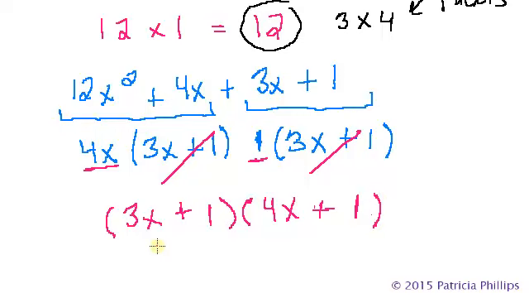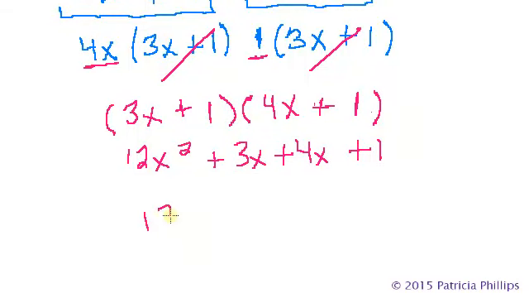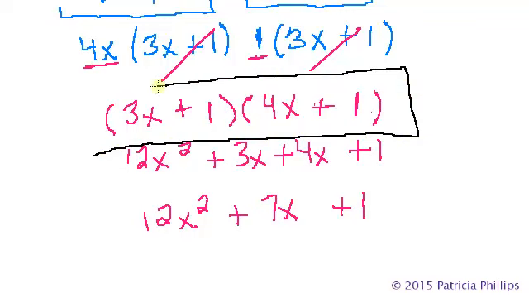And when you FOIL this out, you will get the original trinomial that you had. Let's go ahead and try it. 3x times 4x is 12x squared. Plus 3x plus 4x plus 1, which equals 12x squared plus 7x plus 1, which was our original problem. So this binomial right here is the correct answer.